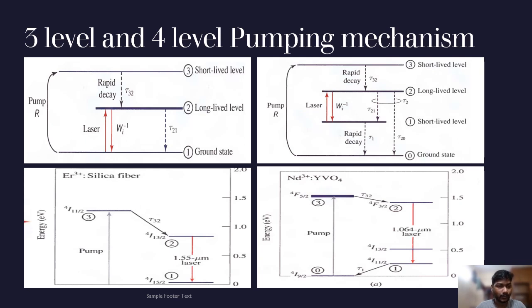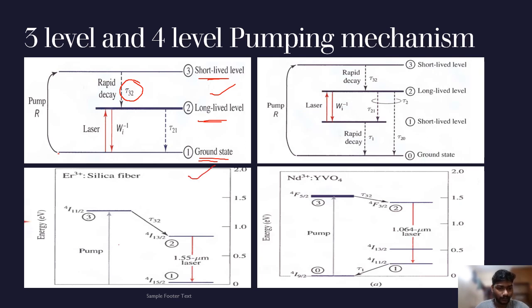In a laser there are two kinds of pumping systems: one is 3-level, another is 4-level. In the 3-level system, as you can see in the left side figure, there is a ground state, a short-lived state, and a long-lived state. There is a pump from the ground state to the short-lived state, then a rapid non-radiative decay, whose lifetime is given by tau 32. The lasing is from the long-lived state to the ground state. The example is the EDFA.